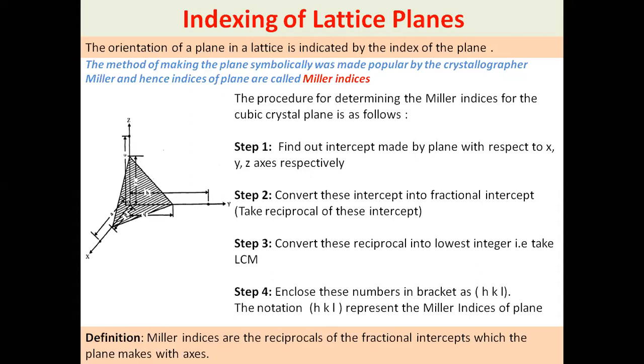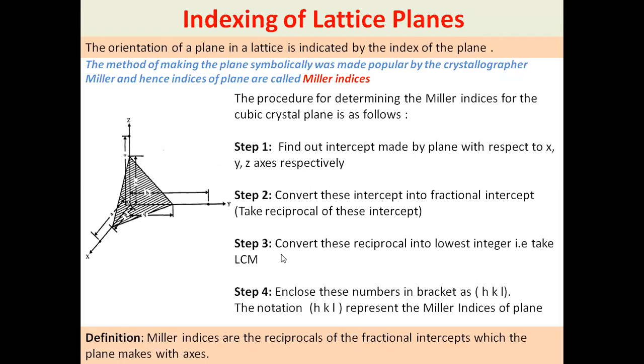Again, while writing these values of the Miller indices, don't put a comma between the two numbers. That is the precaution you have to take while writing the Miller indices. The notation HKL represents the Miller indices of the plane. So what are Miller indices? Miller indices are the reciprocals of the fractional intercepts which the plane makes with the crystallographic axes.